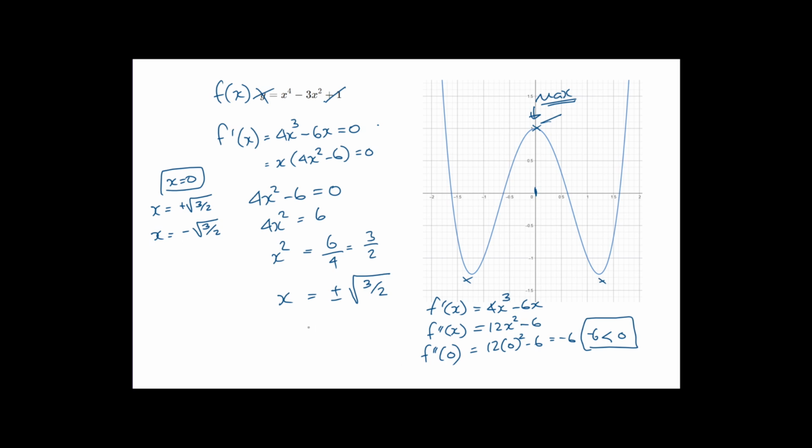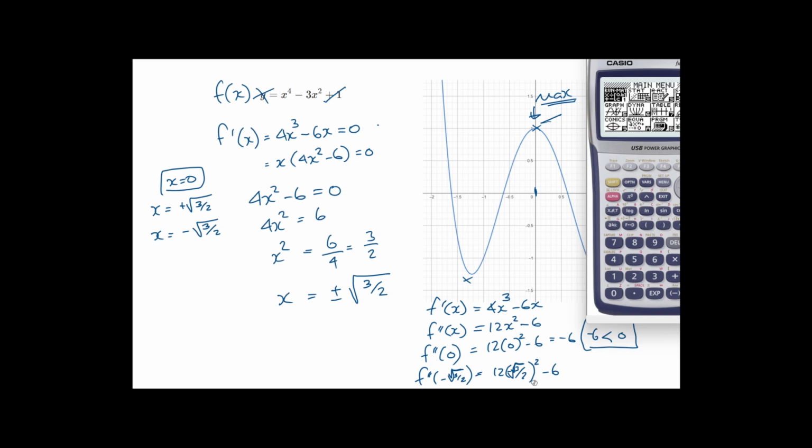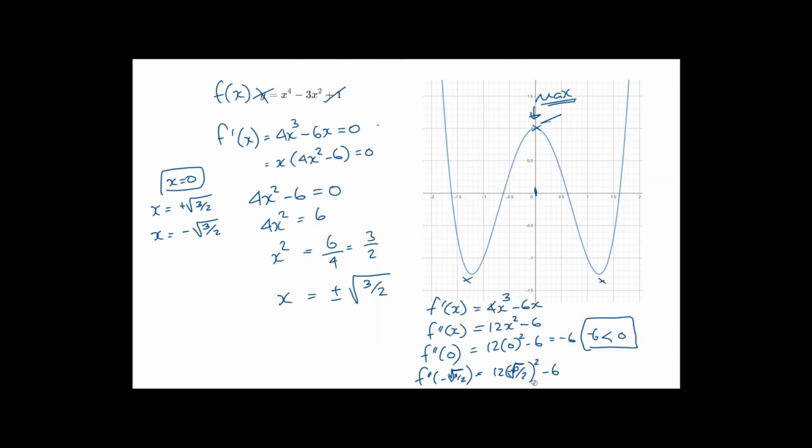If we put in negative square root 3 over 2, we're going to have 12 times negative square root 3 over 2 squared, which is going to be a positive number, minus 6, and it's still going to be a positive number. In fact, let's grab a calculator just to prove it. 12 times that, minus 6, is a positive number, so therefore they must be minima. There is a minima here and a minima here.